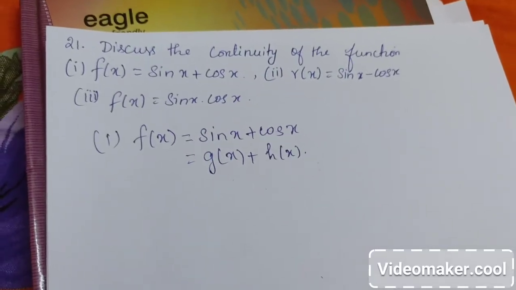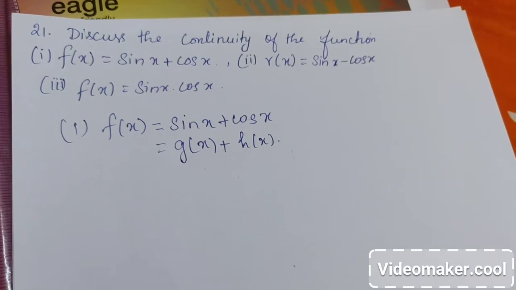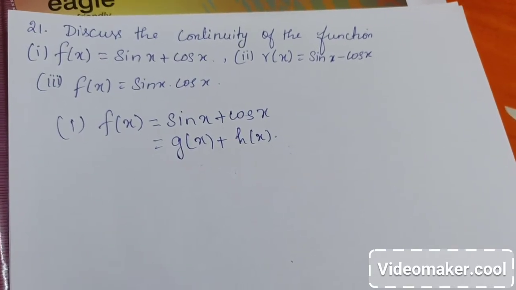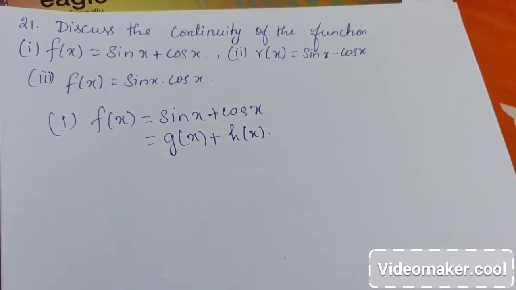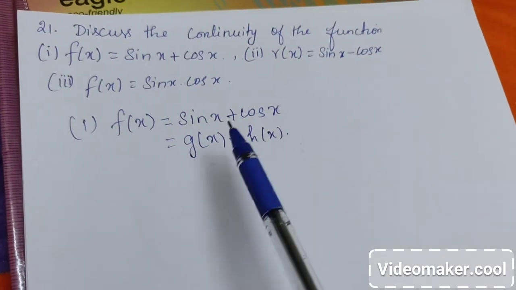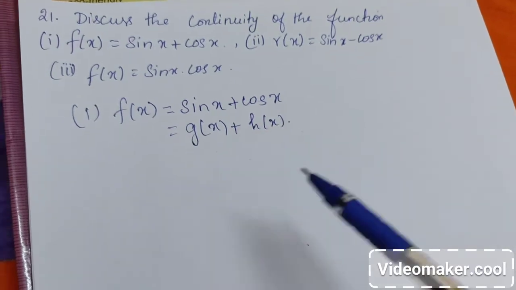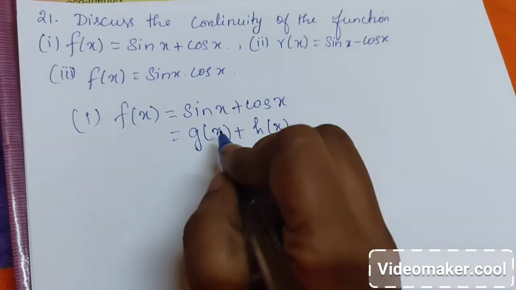Welcome one and all. We will discuss problem number 21. In this, they have stated: discuss the continuity of the function. They have given us three functions, three subdivisions. The first one is f of x equals sin x plus cos x. I have taken sin x as g of x and cos x as h of x. Now, we will discuss the continuity of the function g of x.